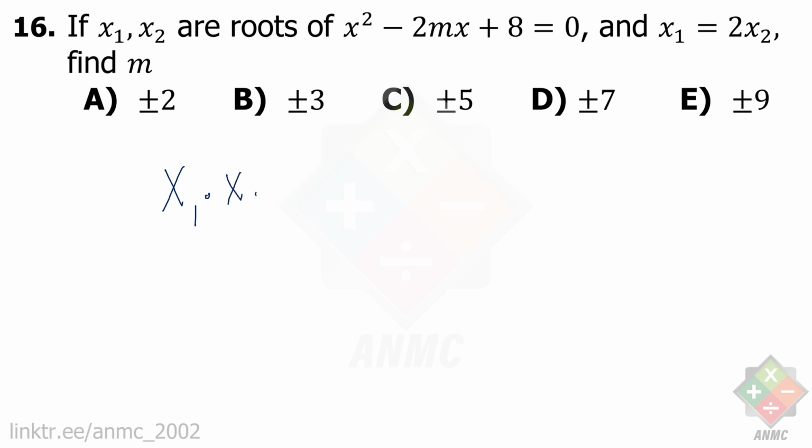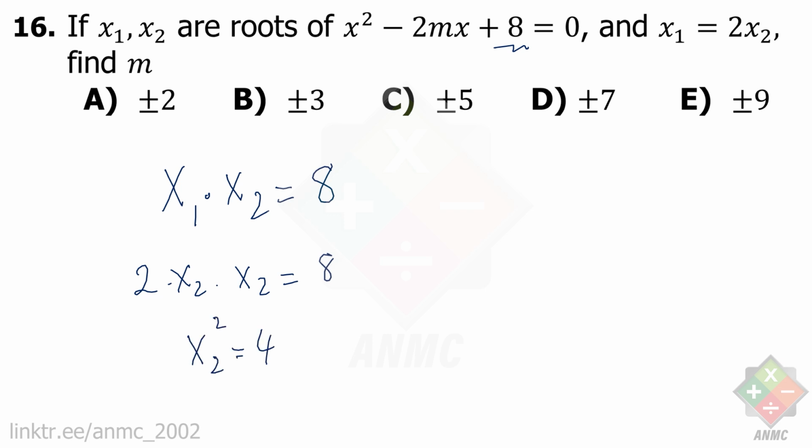x1 times x2 is equal to 8 in this question. This means x1 is 2x2. 2x2 times x2 is equal to 8. x2 squared is equal to 4. This means x2 can be 2 or minus 2. x1 is double of it or twice of it. It may be 4 or it may be minus 4.